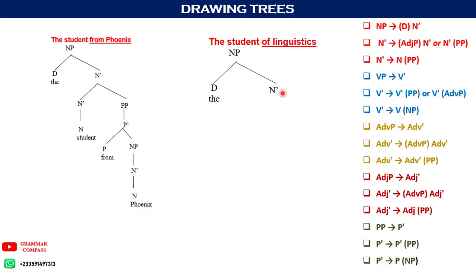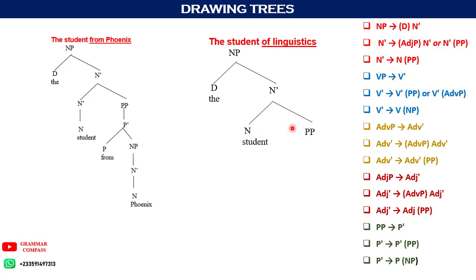Now from this N bar, that is student of linguistics, we can see that of linguistics is not an adjunct. Therefore, we do not have an adjunct, so we can't apply any adjunct rule. This means we will apply the complement rule. So this N bar has an N, not an N bar. Take note, we are applying the complement rule because of linguistics is not an adjunct. So this N bar has an N, student, and the complement should be a sister to the noun head.